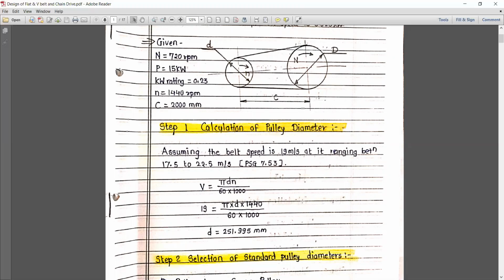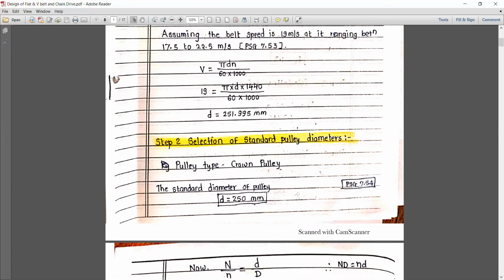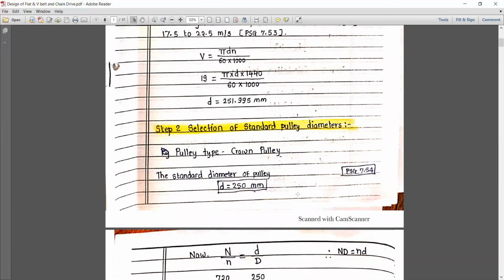So according to that, you can calculate the small diameter, that is small d equal to 251.995 mm, where d is found on the basis of 1440 rpm. Second one, select a standard pulley. Okay, the pulley diameter which we have calculated is based on the assumed velocity.